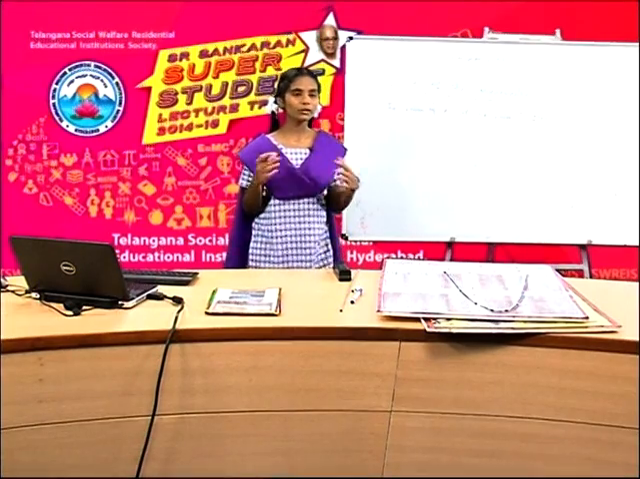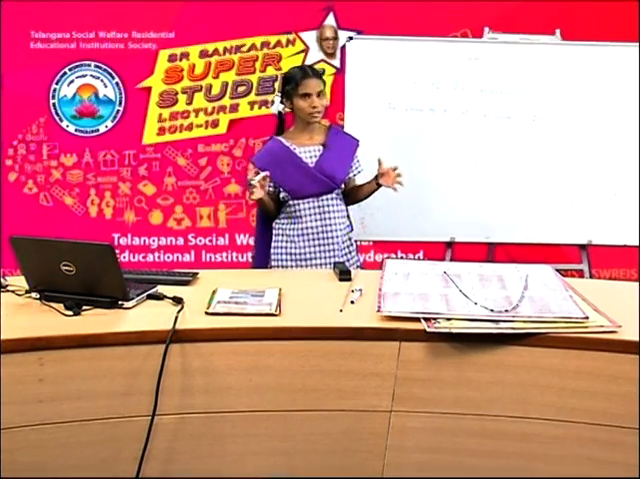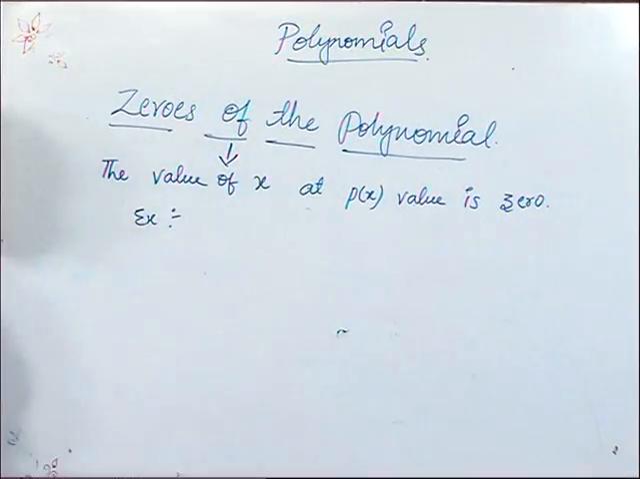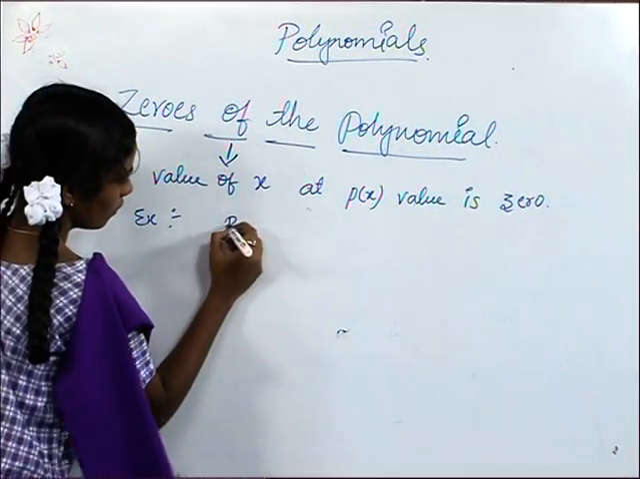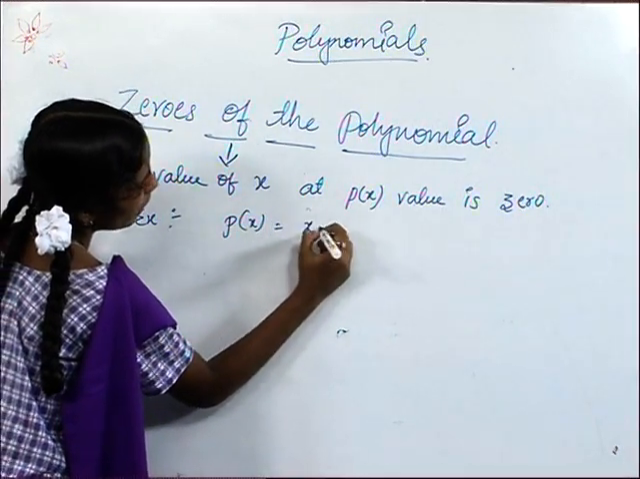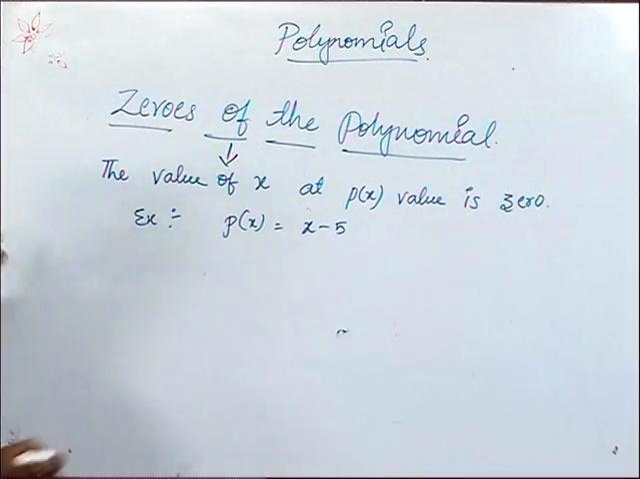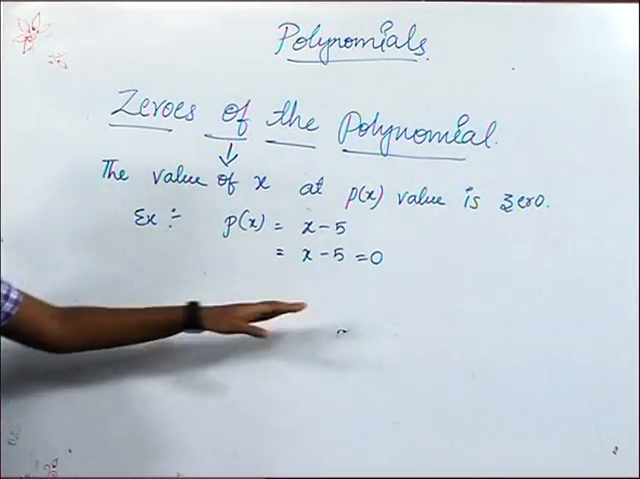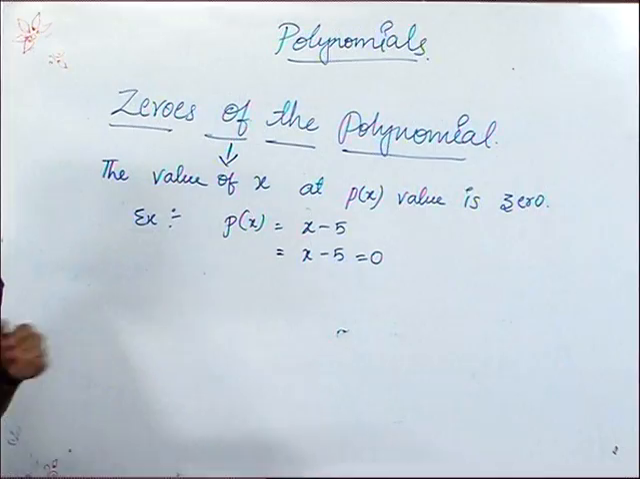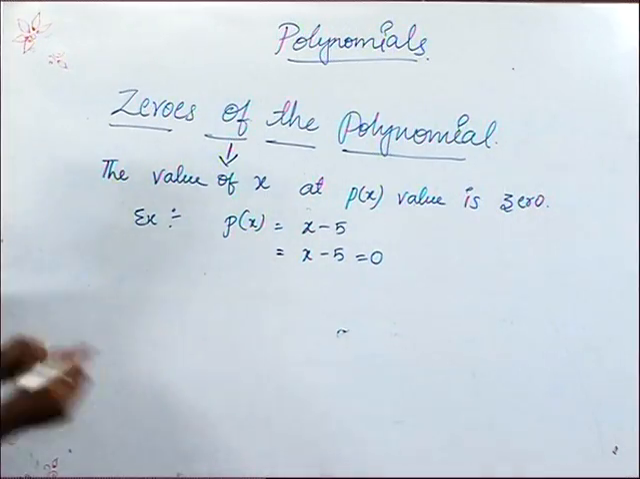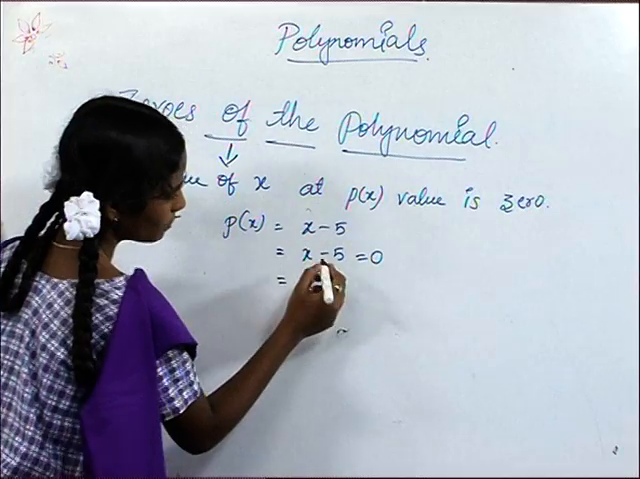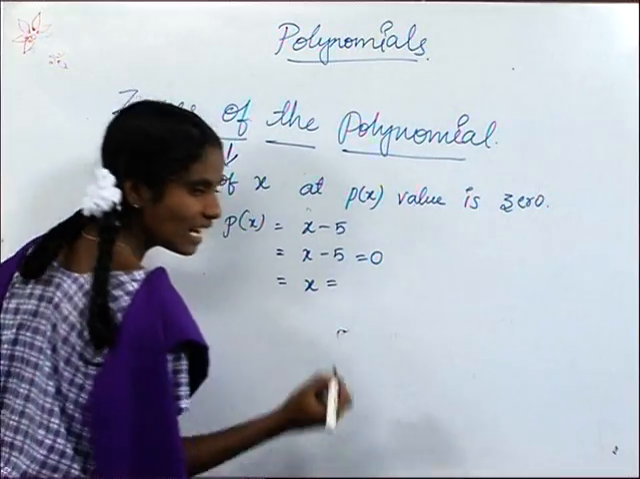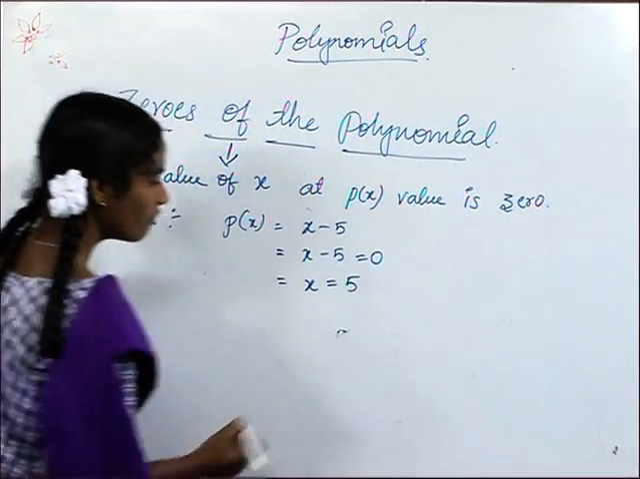Friends, now I am going to take one example of zeros of the polynomial. Here p of x is equal to x minus 5. Here x minus 5 equals 0. I am taking 0 because we are going to find the zeros of the polynomial. So x minus 5 equals 0. When minus 5 goes to this side, it becomes plus 5. So x is equal to 5.